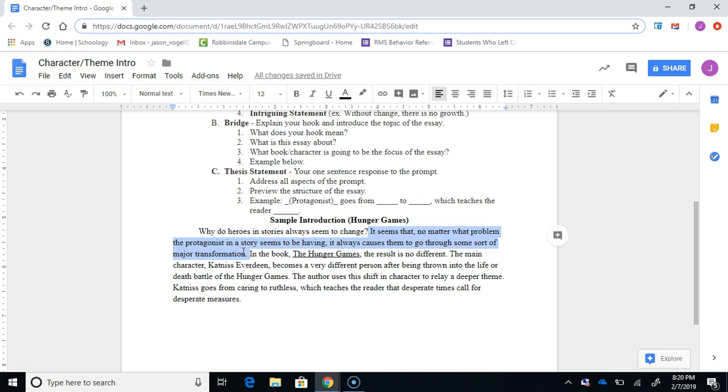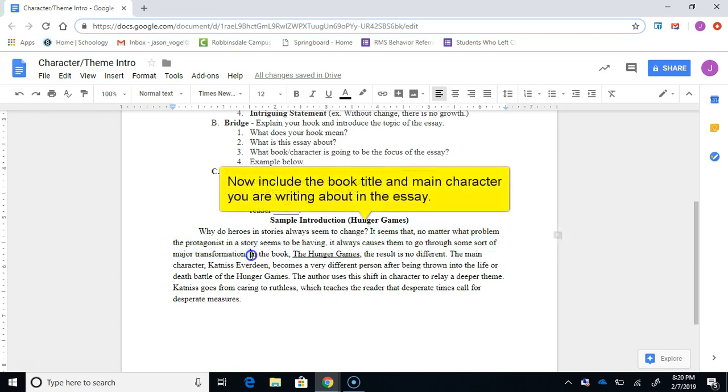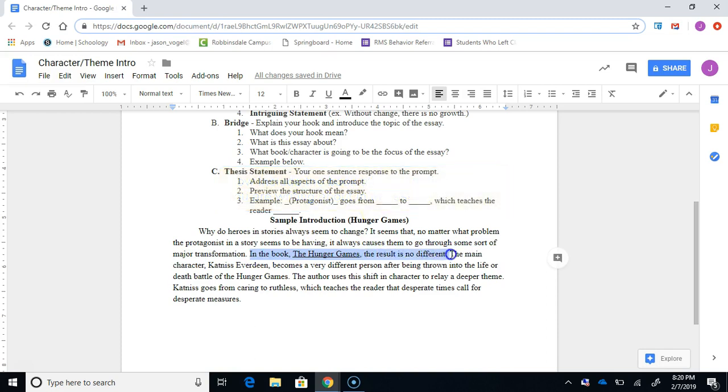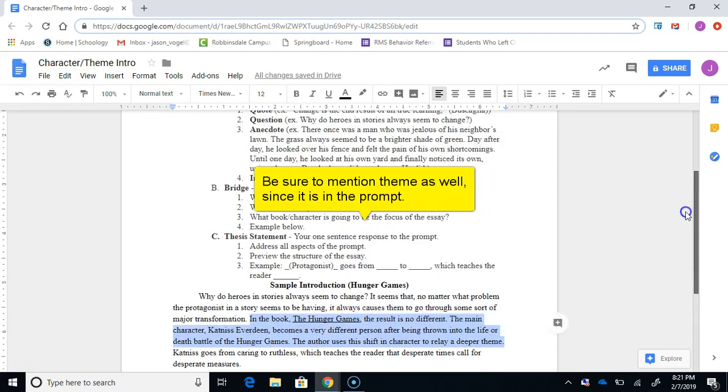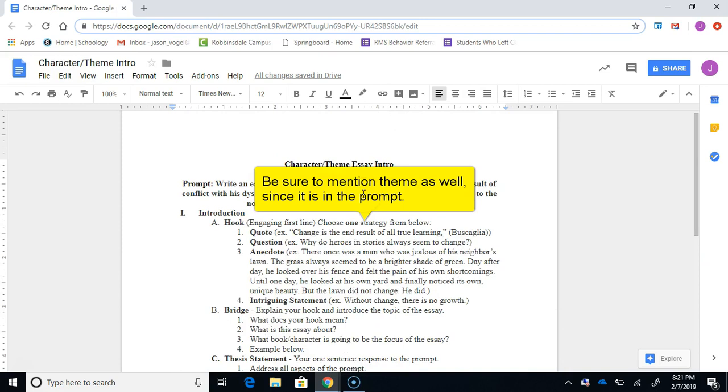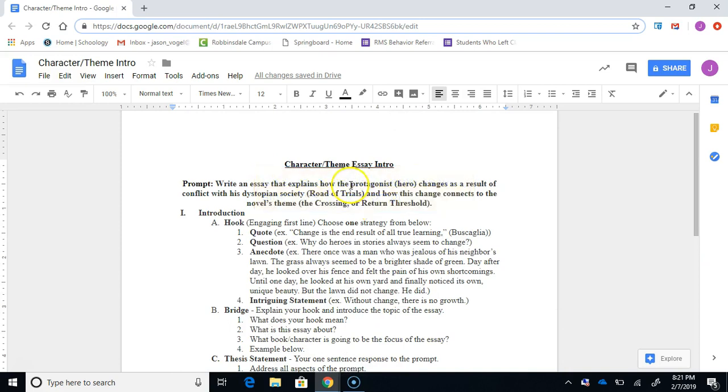Now I'm going to introduce my book and my main character. In the book, The Hunger Games, the result is no different. The main character, Katniss Everdeen, becomes a very different person after being thrown into the life or death battle of the Hunger Games. The author uses this shift in character to relay a different theme. So now I have made it clear that the prompt I am responding to has to do with the protagonist going through changes and how that connects to the novel's theme.